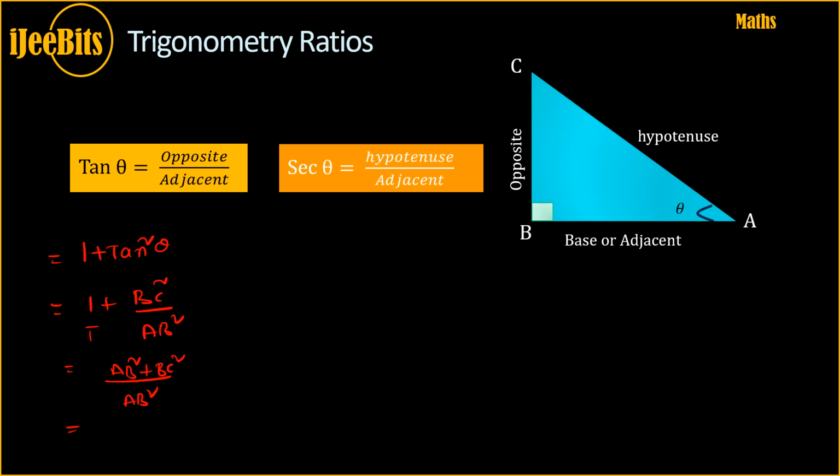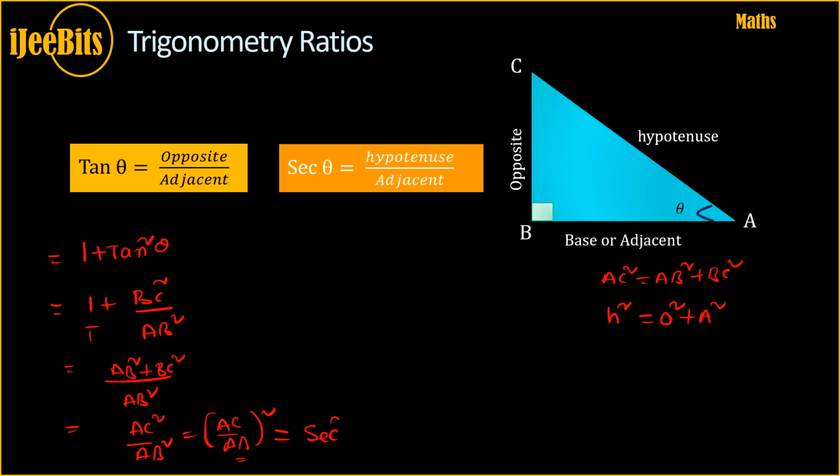As per Pythagoras law, AB square is a side square, right? AB square plus BC square is nothing but AC square. We talk about AC square equal to AB square plus BC square, hypotenuse whole square equal to opposite square plus adjacent square. So this becomes now AC square by AB square, so AC by AB whole square. AC by AB by definition is hypotenuse by adjacent, and hence this is secant square theta.